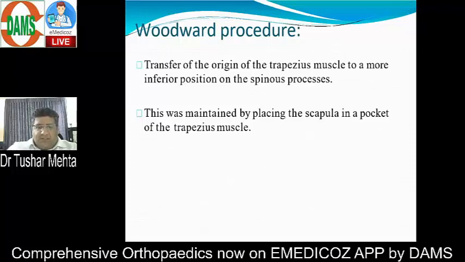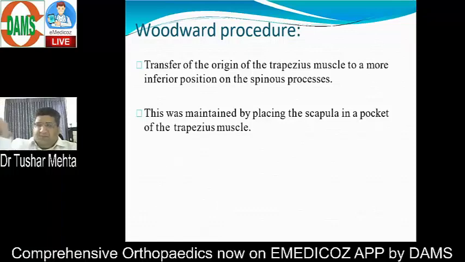Basically, what was Woodward? Let me tell you. The only thing was they wanted to put the scapula into a pocket of trapezius. That's all they wanted. So they said that the origin of trapezius, they wanted to shift to a more inferior position on the spinous process. That's the only thing that they wanted.